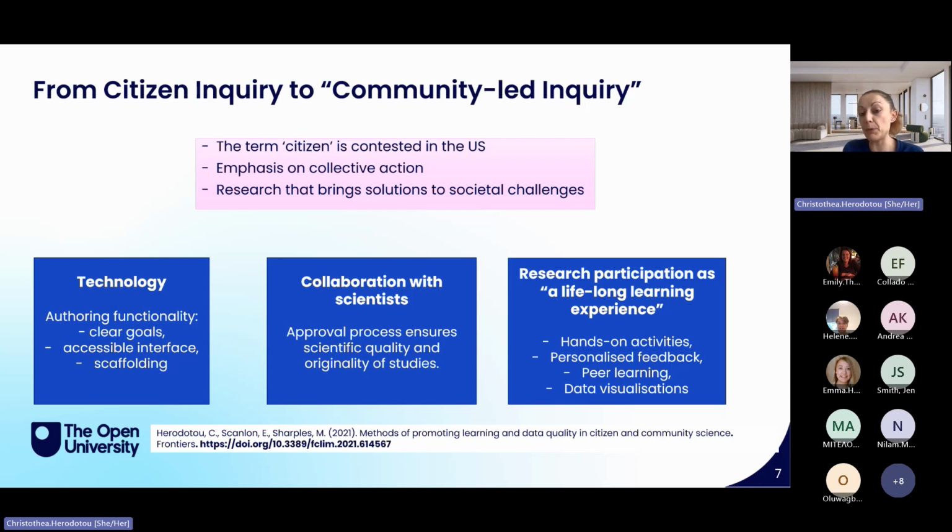For example, we ask people to do things, so they learn by doing. We give them personalized feedback depending on the type of study someone designs. We also open up some of the studies to the public, so you can actually see what other people are saying and learn about other perspectives and other opinions. And also we visualize data the moment it is collected, so you get feedback right after you take part in a study.